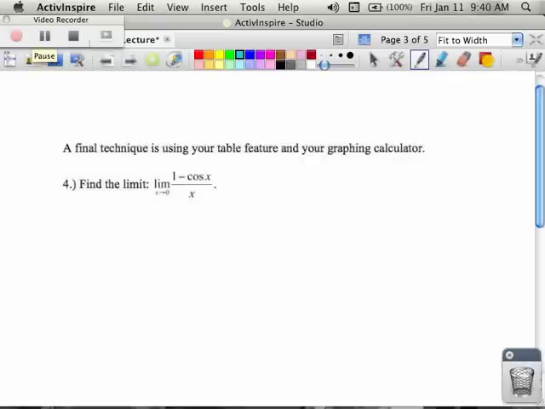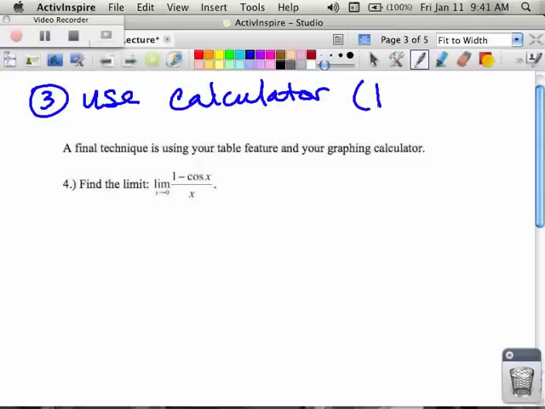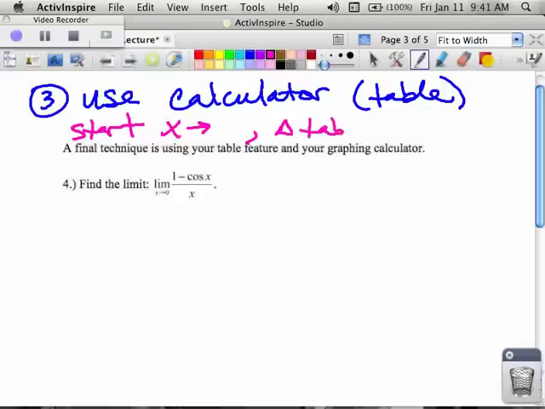Strategy number 3, coming right up. This often happens, especially when we use trigonometry. Strategy number 3 is going to be use the calculator, specifically your table, I would say. Don't forget that you're starting in the table at whatever x is approaching, and your change in the table is going to be 0.001. Special note, whenever using trig, I would probably 99% of the time be in radians.